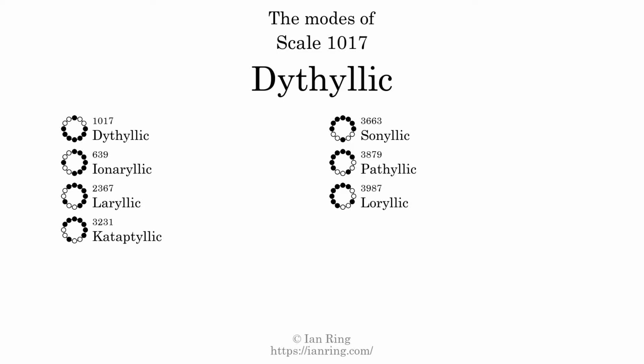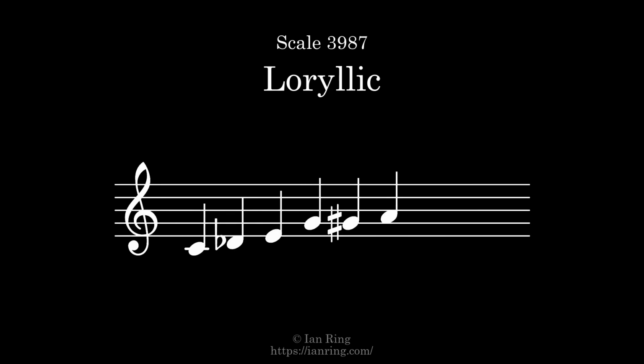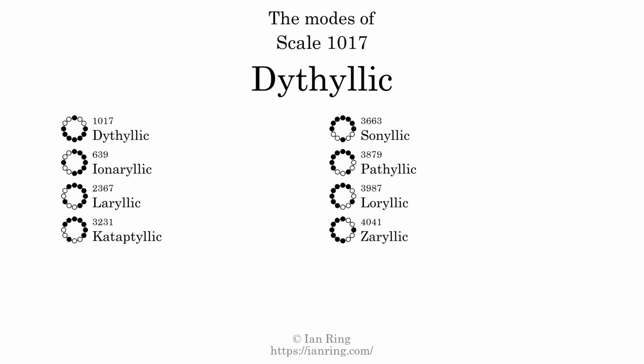The seventh mode is scale 3987, also known as Dythyllic. It sounds like this. The eighth and last mode is scale 4041, also known as Dythyllic. It sounds like this.